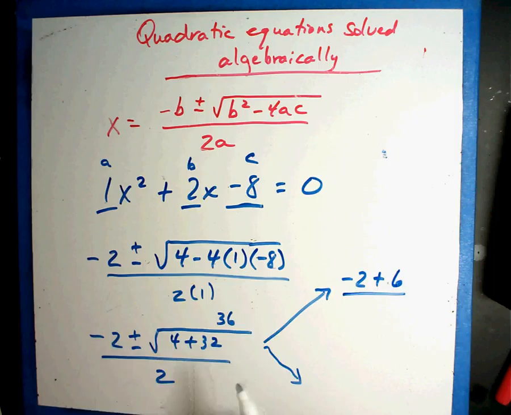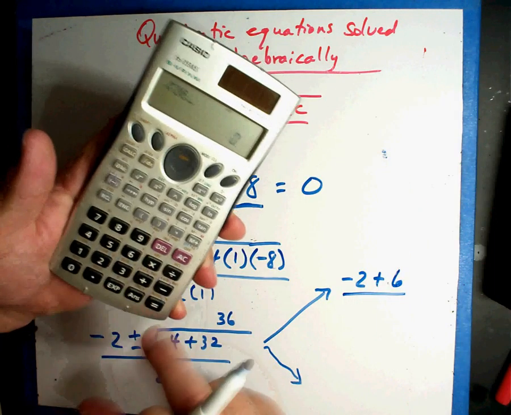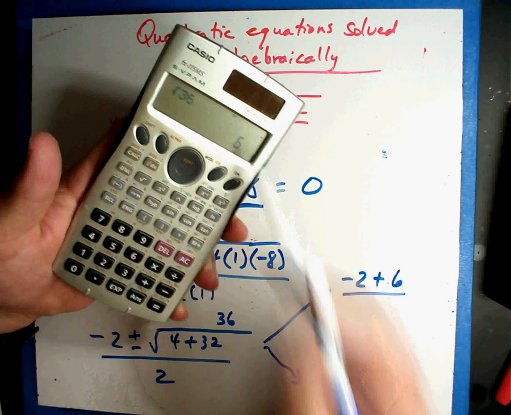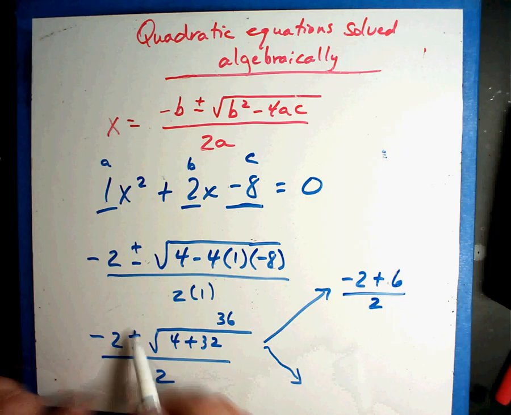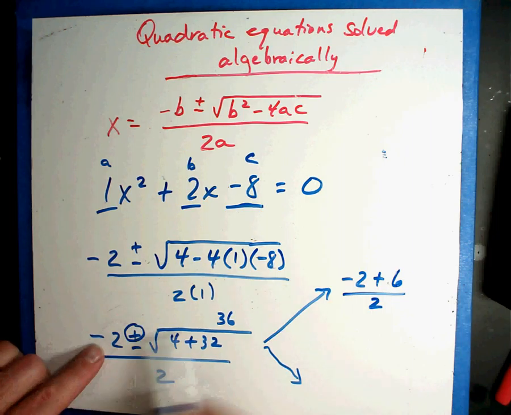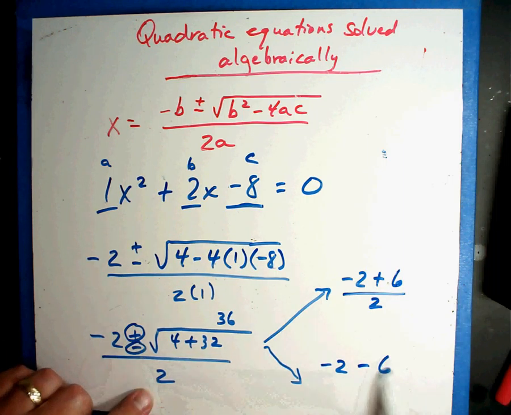If you're not sure, then put the answer in your calculator. Square root 36 equals 6. So I know that's my answer. Over 2. So there's all of that. So this time I use the plus. Minus 2 plus 6 divided by 2. And the next time it's minus 2 minus 6 over 2.